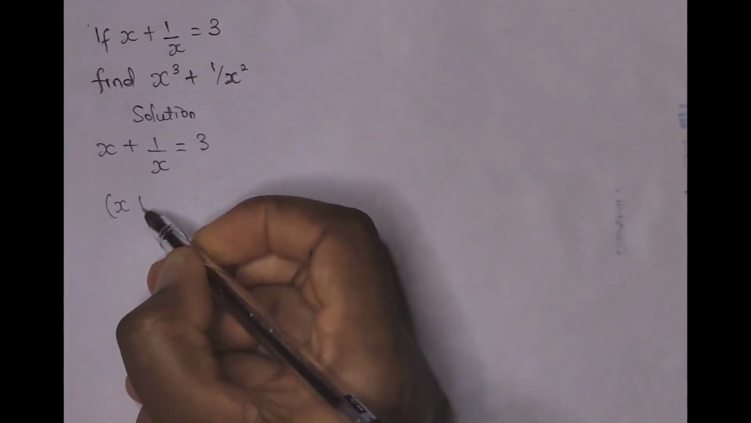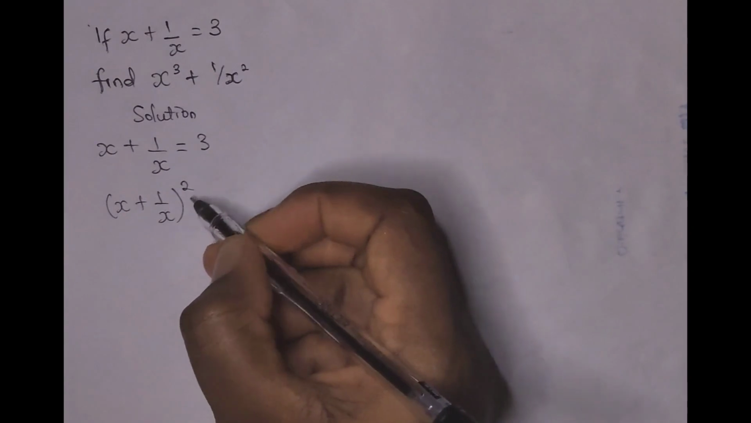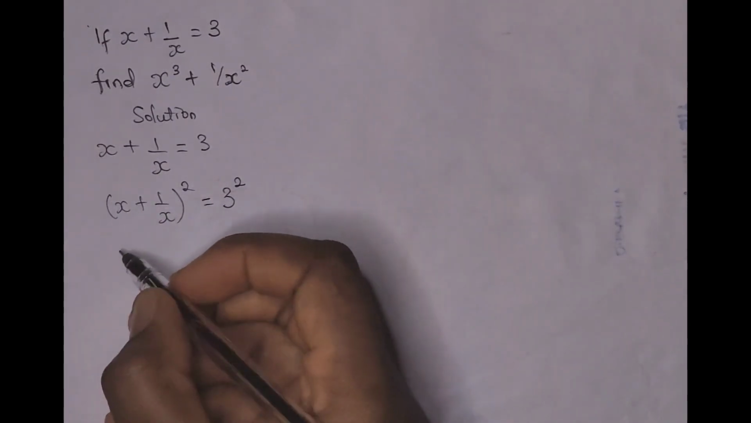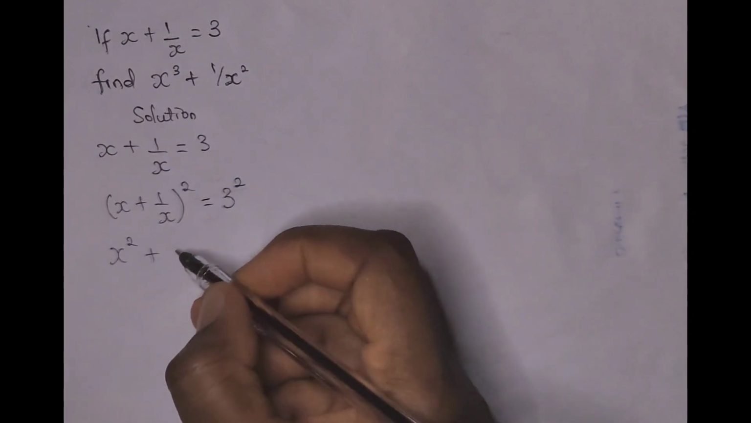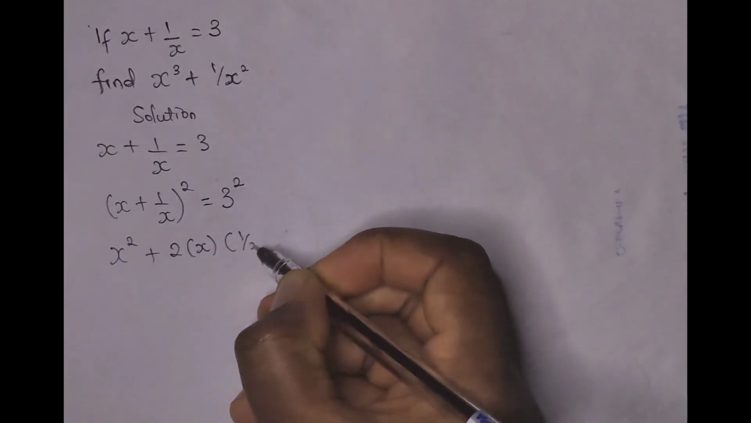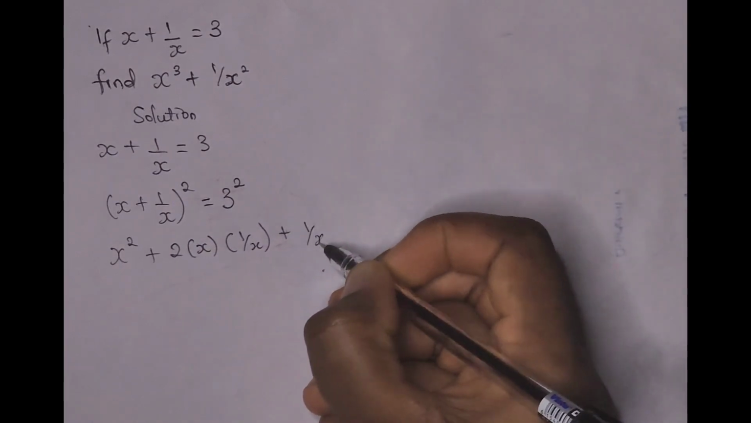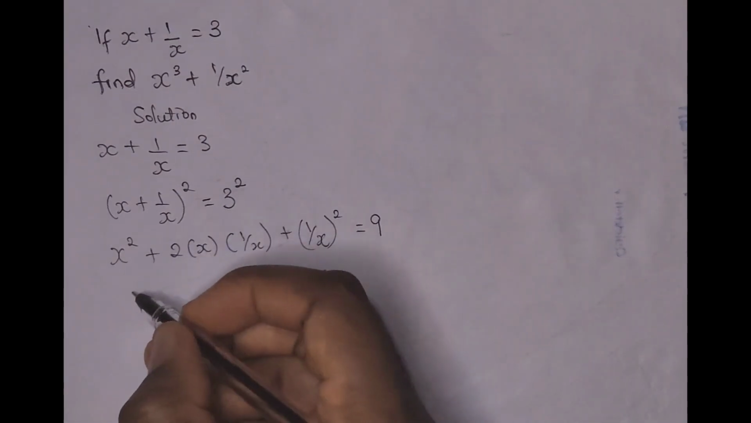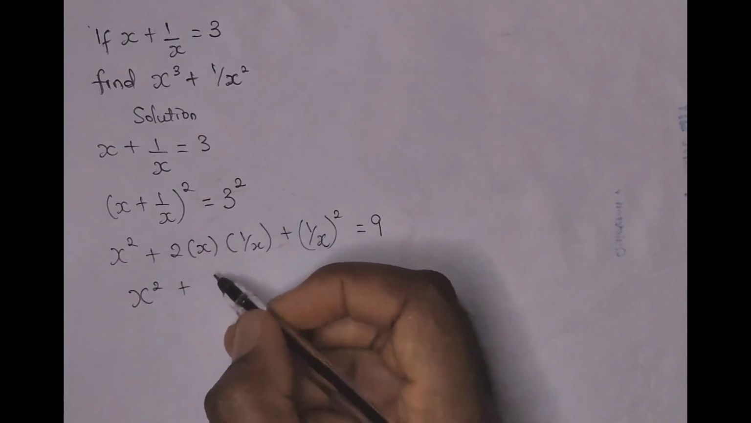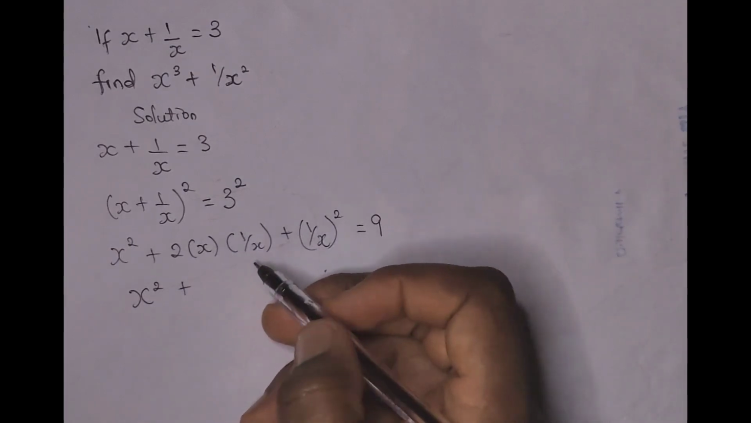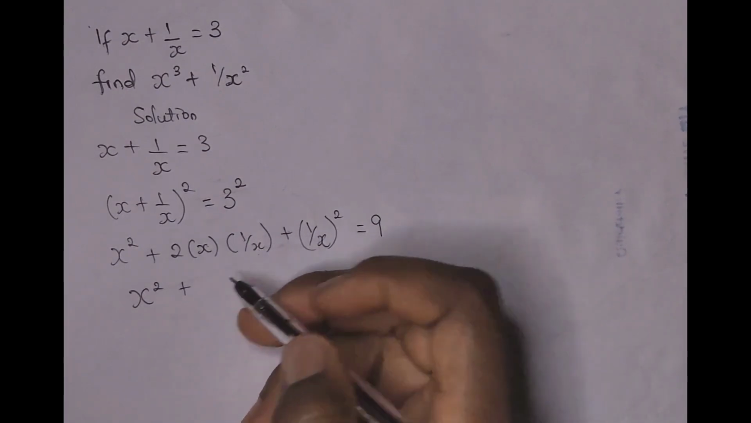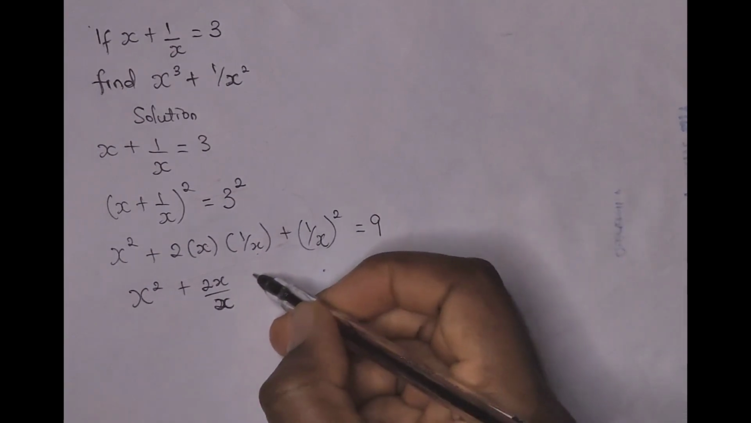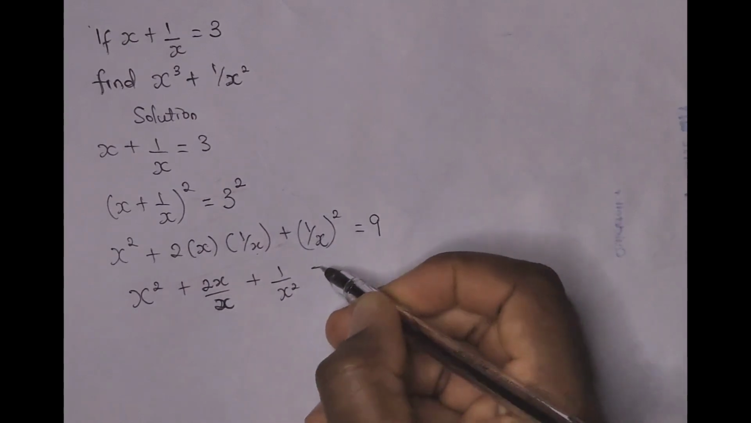We now have (x plus 1 over x) all squared equal to 3 squared. So resolving this bracket, we have x squared plus 2 times x times 1 over x plus (1 over x) all squared equal to 9. So this is the 9. So resolving this, we now have x squared plus 2 times this x times 1 over x, we now have 2x over x, plus 1 over x squared all equal to 9.